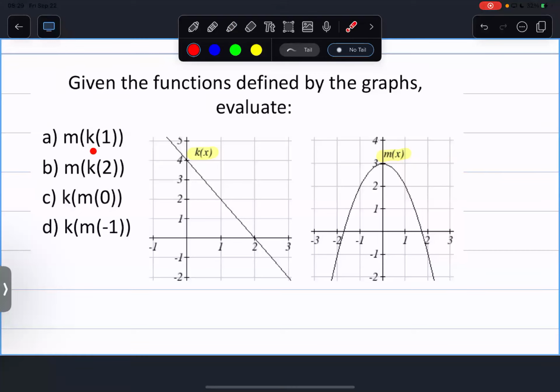Okay, so what does this say? Take the output when x is 1 for k, right? Same deal, but now we're given the information in a different way. So I have, let's see here, k at x equal to 1. I'm going to say k of 1 is 2, right?